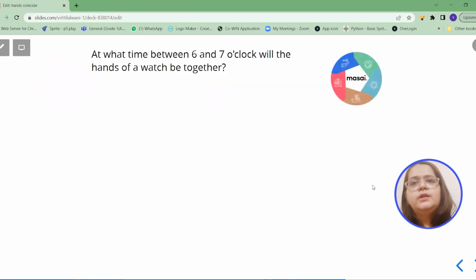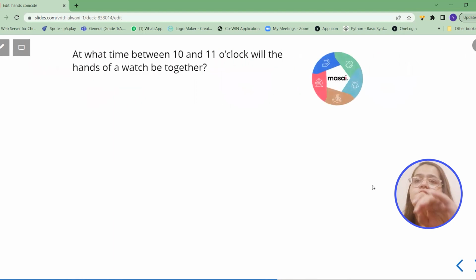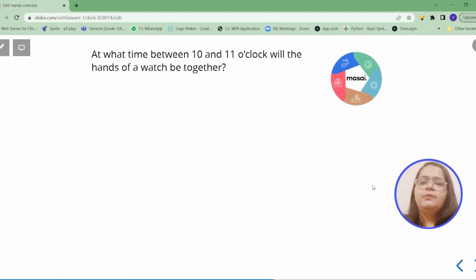Similarly, you have one more question. At what time between 6 and 7 will the hands of the clock be together, or will they be coinciding? Again the same thing. Take the same numbers, 1 hour, 5 minutes, 5 by 11 seconds, multiply that by 6 and you will get your answer. As you can observe in these two questions, it's not asking about specific minutes, it is asking about the entire thing. So you have to write the complete time, that is 10 hours, x minutes and y by 11 seconds, that the hour and minute hand will coincide.